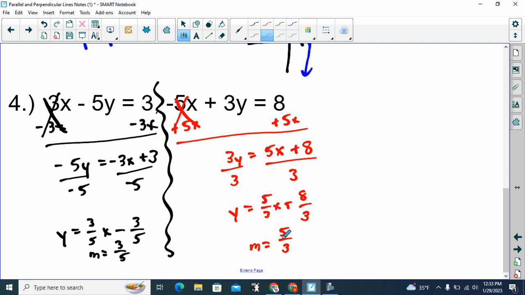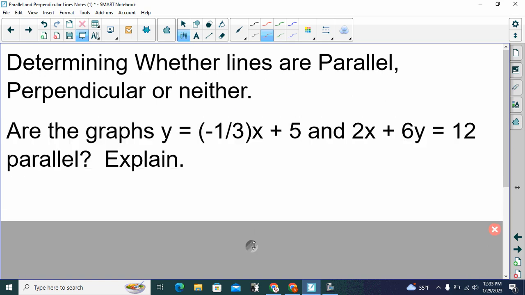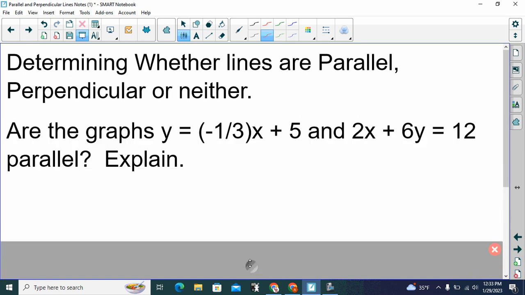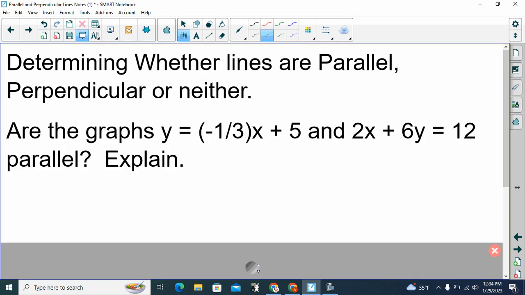Well, slopes are not the same, so they're not parallel. We flipped it. Instead of 3 over 5, we have 5 over 3, but they're not opposites. In order to be perpendicular, they need to be opposite reciprocals. This is neither. One more example like this.